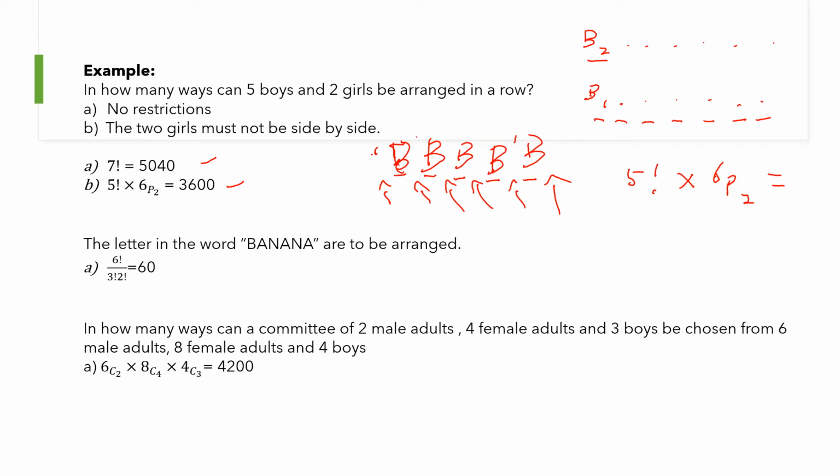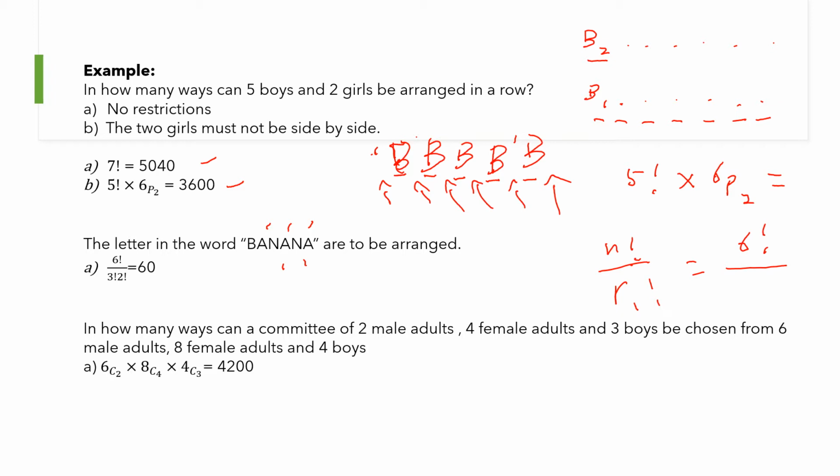Now next example, the letters in the word BANANA are to be arranged. So for this, we'll use the fourth formula that I said just now, n factorial over r1 factorial, r2 factorial. The r's are the similar things. Okay, from this word, you can see that there are some similar letters, like 3 A's and 2 N's. So we start with the formula n factorial divided by r1 factorial. The n obviously is the number of letters, 6 factorial, divided by how many similar things.